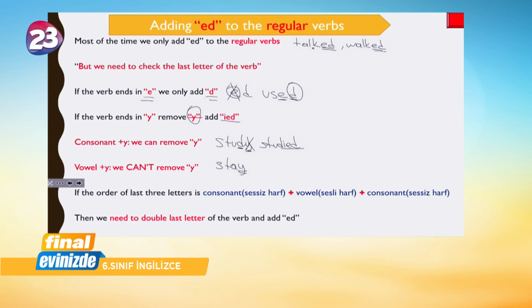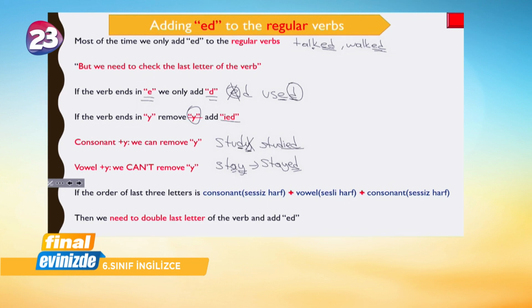Although the verb ends in Y, we cannot remove it. Check the letter before Y. This is a vowel. We cannot remove Y. We can only add ED. Stayed.